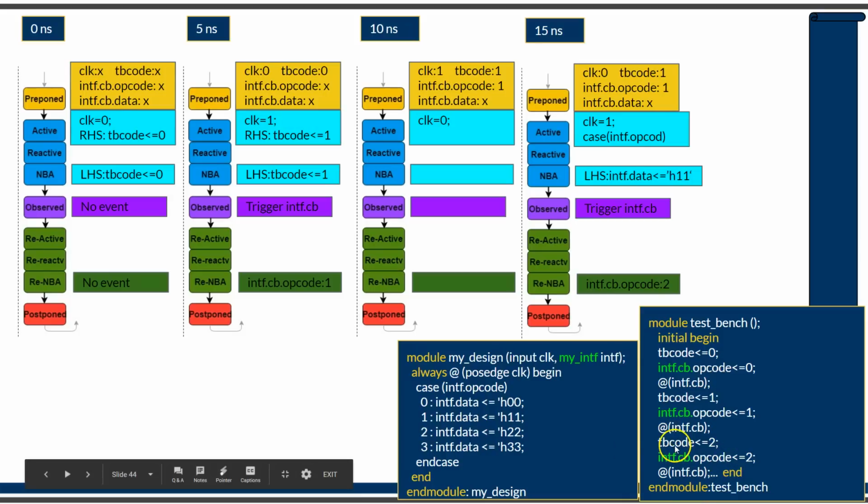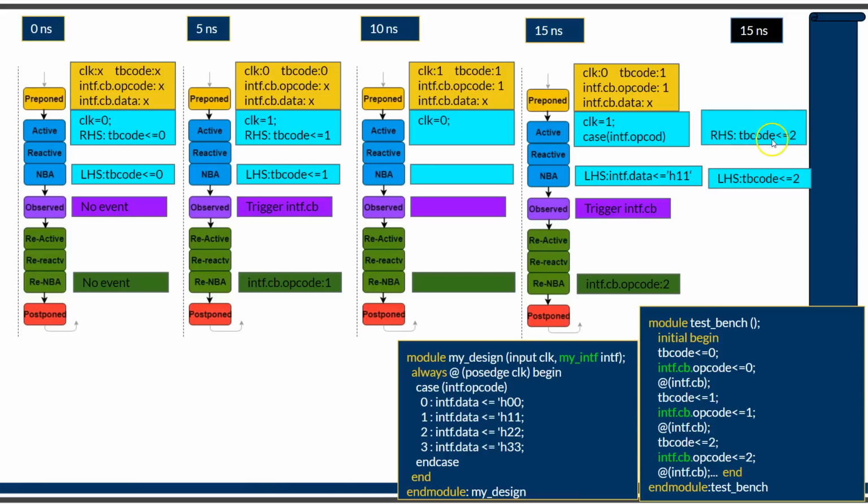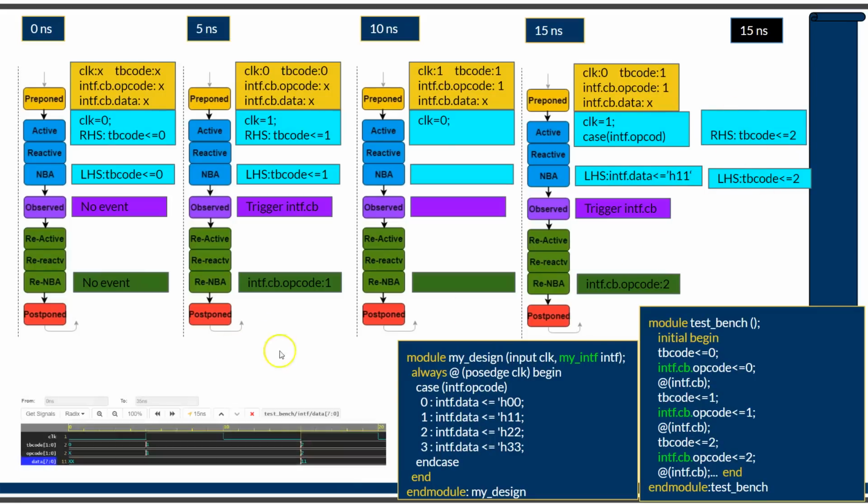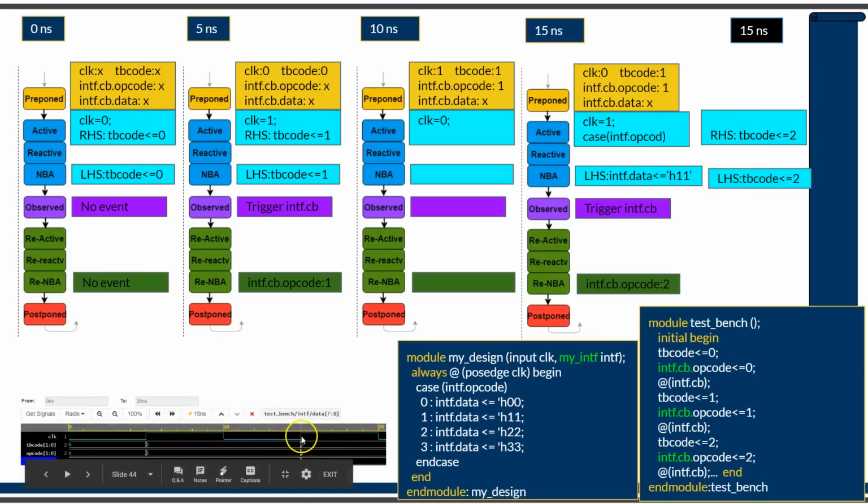Because of this TB opcode assignment statement, it will again assign: first the LHS will be evaluated, then the RHS will be evaluated, then the LHS will be assigned the value 2. So at the end of 15 nanosecond, your TB opcode will again get changed to 2, and this is the state of variables at 15 nanosecond. Your clock is 1, TB opcode and opcode are 1, and your data value is also changing from X to 1. That is because of this particular design module line.